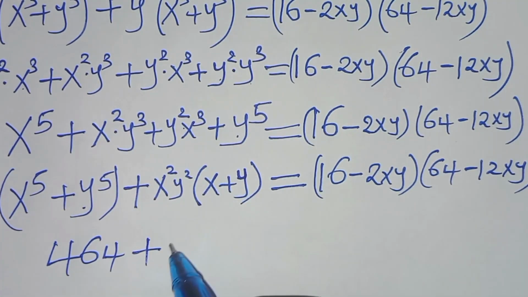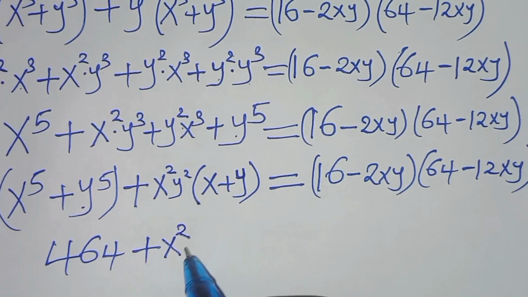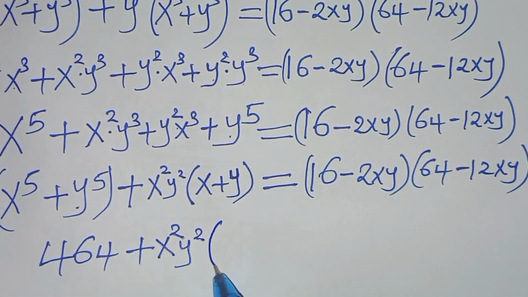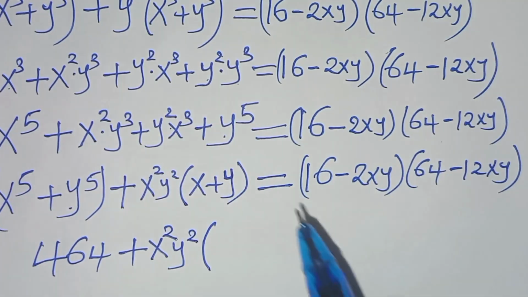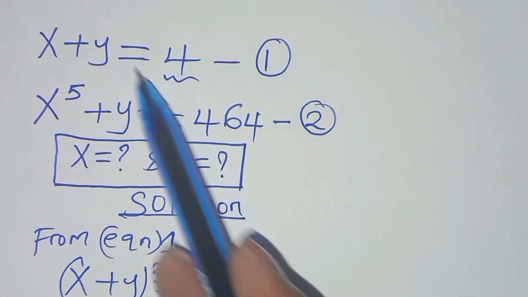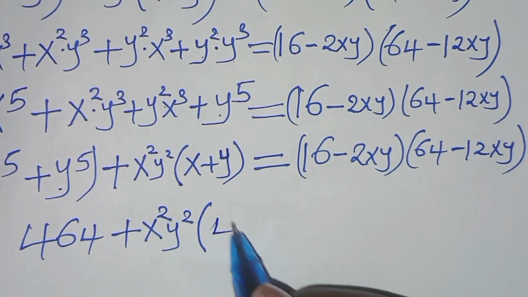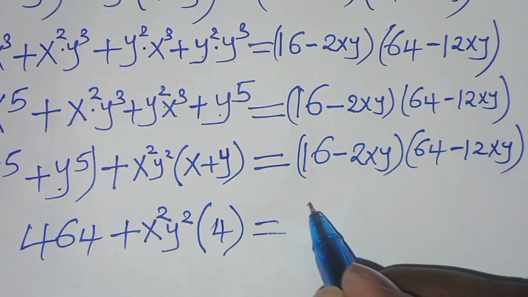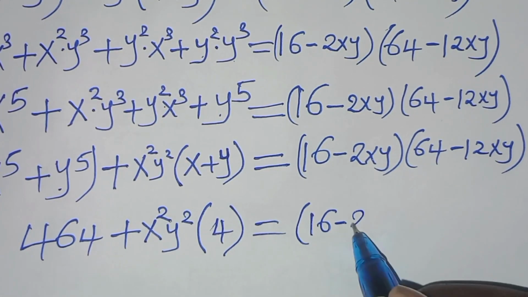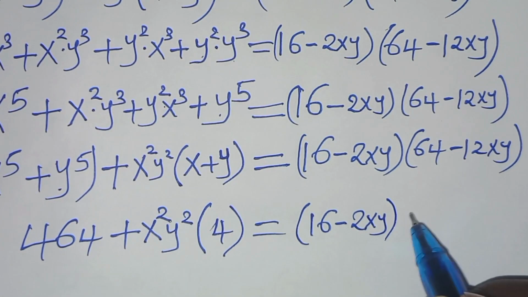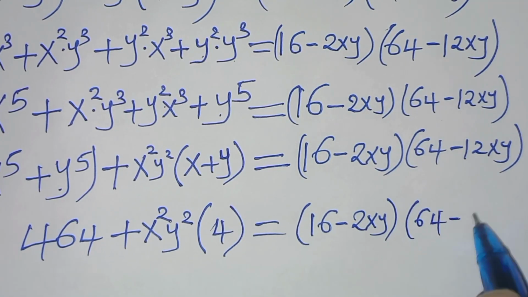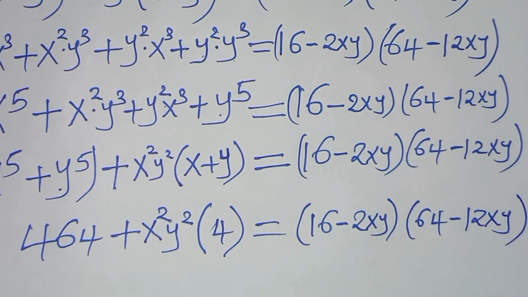plus x to the power 2 multiplied by y to the power 2. Then x plus y is what we have in equation 1. x plus y is equal to 4. So let's substitute 4. So here we have 4. Then this is equal to 16 minus 2xy times 64 minus 12xy.